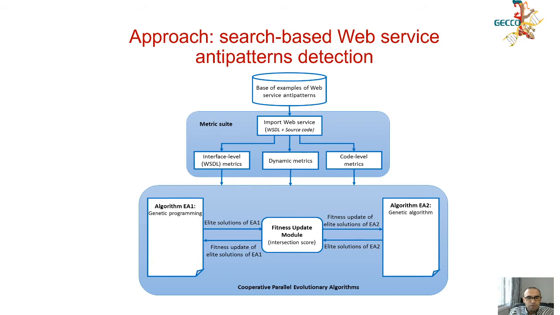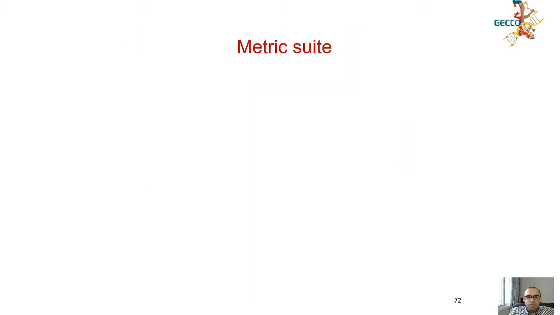Then we have a metric suite which collects different levels of metrics, some of them from the interface and others from the code level, and also some dynamic metrics such as the response time. Then we have two algorithms that work in parallel to identify anti-pattern detection rules. One is to generate the rules, and the second is to generate detectors for the anti-patterns.